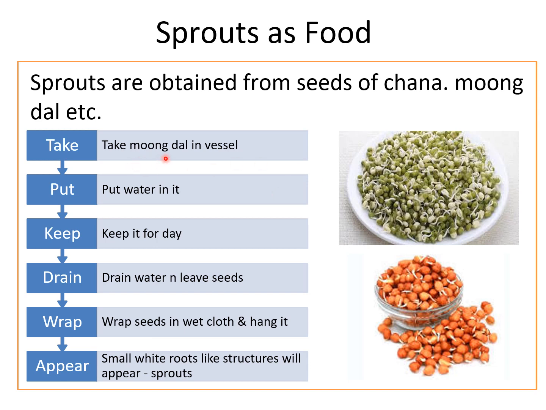First of all, take moong dal in a vessel, then put water in it and keep it for 1 day. Then the other day, drain the water and leave the seeds. Then wrap the seeds in a wet cloth and hang it. Then the next day you will see small white root-like structures appear. These are sprouts.